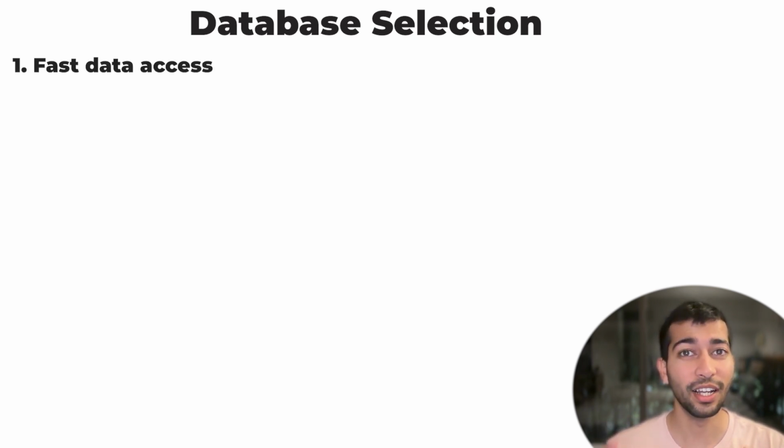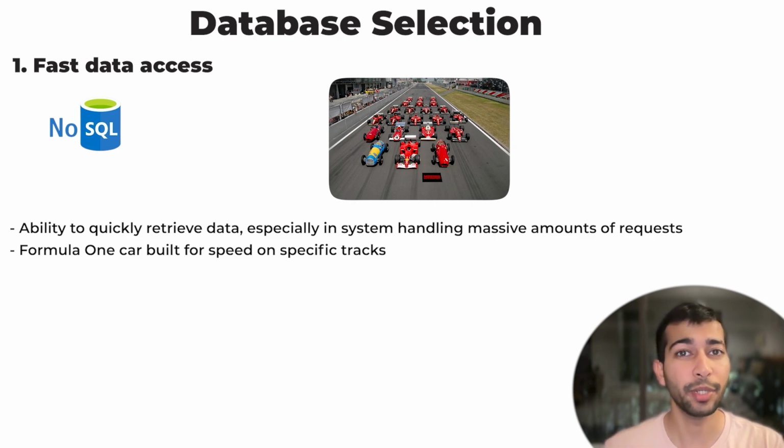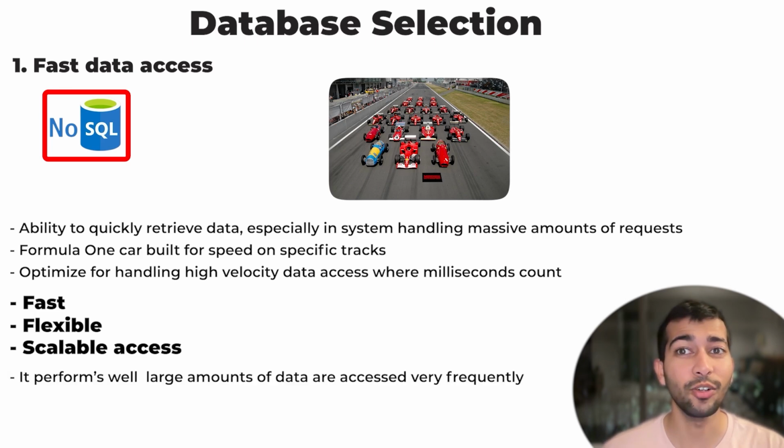So when you need speed, NoSQL databases are often preferred because of their ability to quickly retrieve data, especially in systems handling massive amounts of requests. So imagine a Formula 1 car built for speed on specific tracks. NoSQL works very similarly, optimized for handling high velocity data access where milliseconds count. So it's super fast. So for NoSQL, you should think about using it when you need fast, flexible, and scalable access. It's designed to perform well in situations where large amounts of data are accessed very frequently.